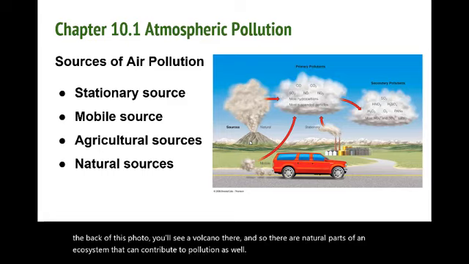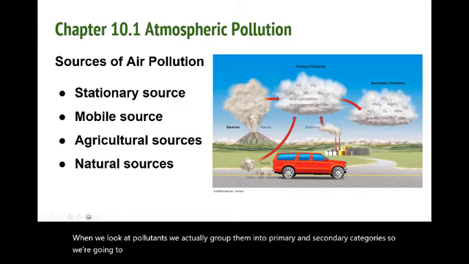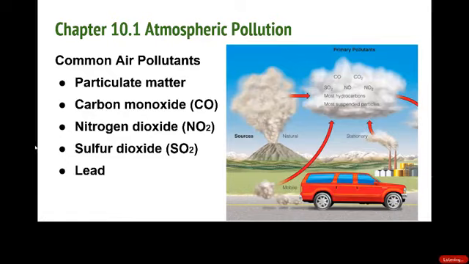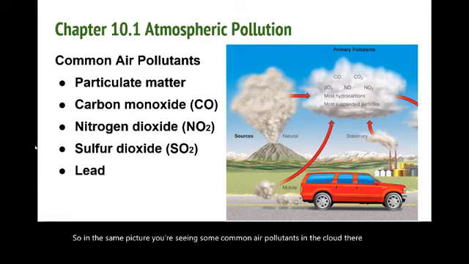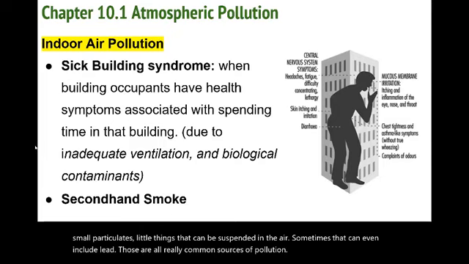When we look at pollutants, we actually group them into primary and secondary categories. So we're going to go over some of the primary sources of pollution. In this same picture, you're seeing some common air pollutants in the cloud there in the atmosphere. You can see some carbon monoxide, some nitrogen oxide, some sulfur dioxide, small particulates, little things that can be suspended in the air. Sometimes that can even include lead. Those are all really common sources of pollution. All of those were outdoors.